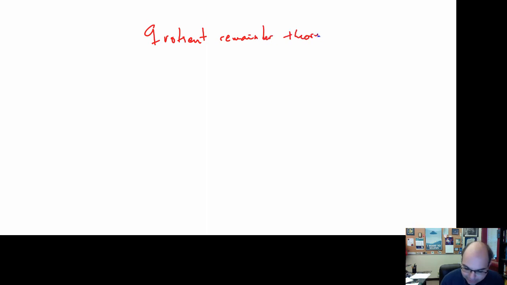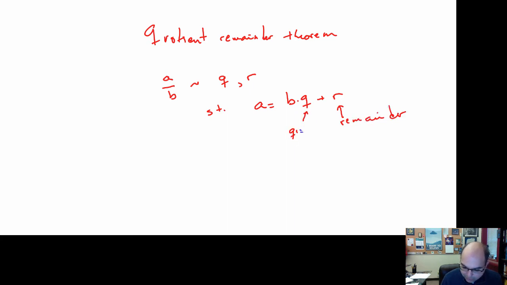Okay, so in particular, the quotient remainder theorem tells us that when we divide two numbers, A and B, what we get is a quotient Q and a remainder R such that A is actually equal to B times Q plus R, right? That's the remainder. And we have the quotient. And we have some requirements of that. The quotient has to be an integer, okay? And the remainder is between 0 and B.